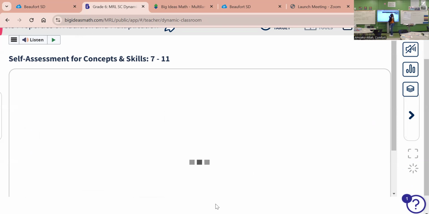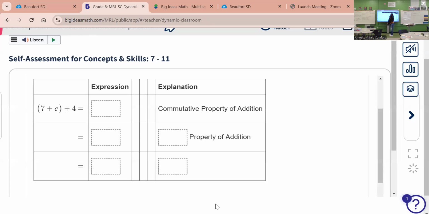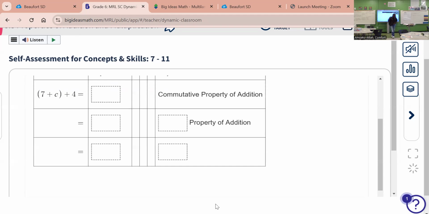The last one. Okay, so 7 plus c plus 4. Use the commutative property to do this. So you guys, I'm leaving this for you as an assignment. Commutative property is reordering. So you can reorder the values in the parentheses. So 7 plus c can be c plus 7, then plus 4. So you're just reordering the values in the parentheses. Then you use the associative property to also regroup them. You regroup them again, then you simplify and you explain how you did it.